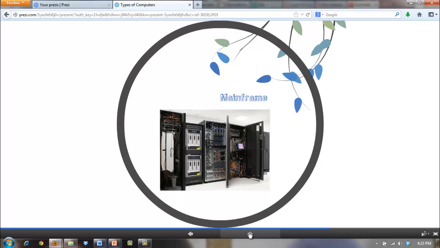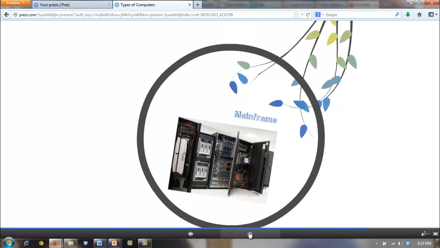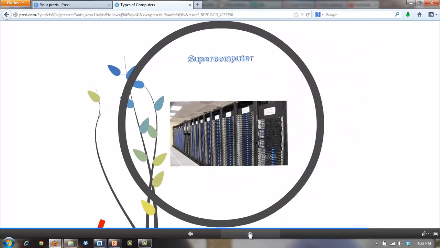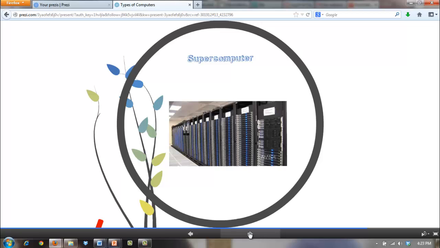Mainframes used to be huge computers that could fill an entire room or even a whole floor. Large companies today use mainframes to process millions of transactions every day. This type of computer usually costs hundreds of thousands or even millions of dollars.